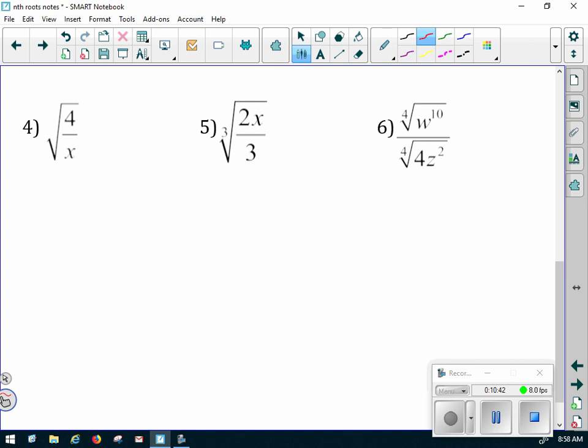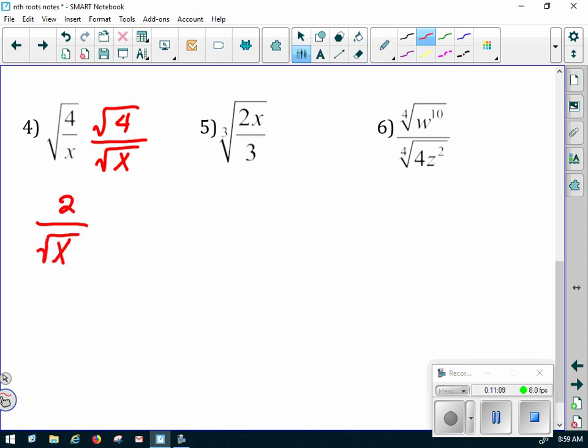Number 4. Now, we did this one, but let's review it because it's a little different. What's the address of the house? Square root. So what am I looking for? Pairs. All right. Remember, when you have a fraction, you can break it up as the square root of the top times the square root of the bottom. Can we do either one of those? What's the square root of 4? So we know that that's 2 over the square root of x.